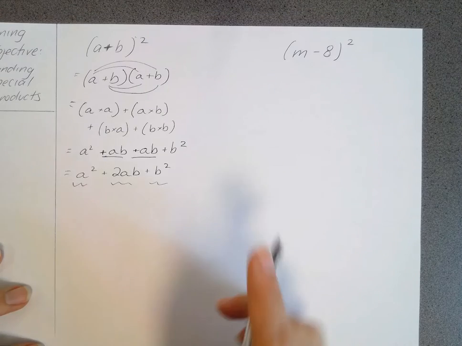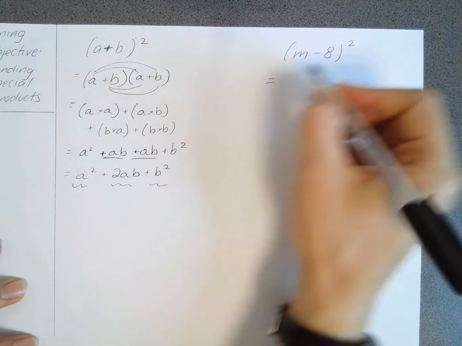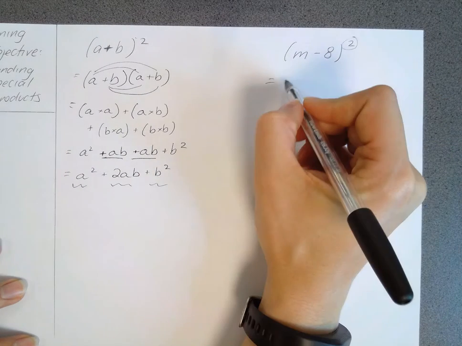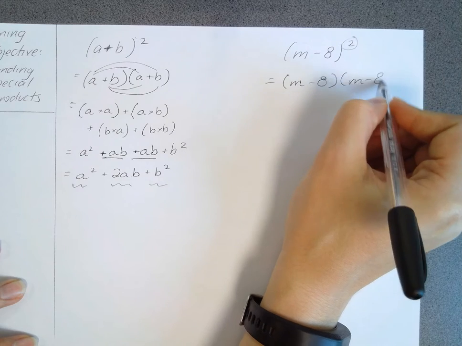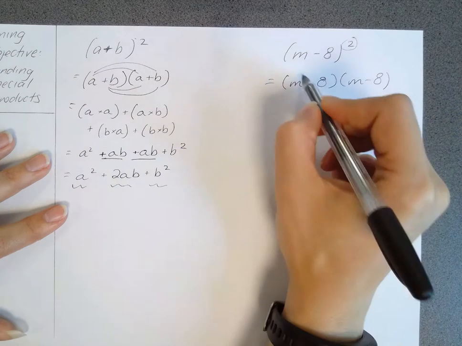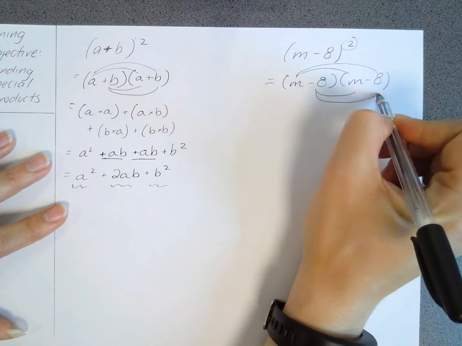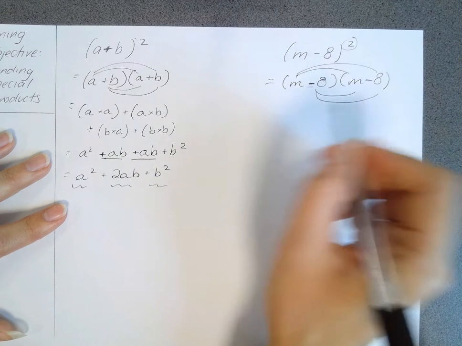Right, let's do a different one now. Let's do one with a subtraction in the middle, and this is going to trick us up a little bit more. So once again, we're looking at this squared, so what we're doing is multiplying the same bracket by itself. So we've got m take 8 times m take 8, and once again we use our crab claws, but this time we have to be very mindful of this subtraction sign here, which will turn into a negative.